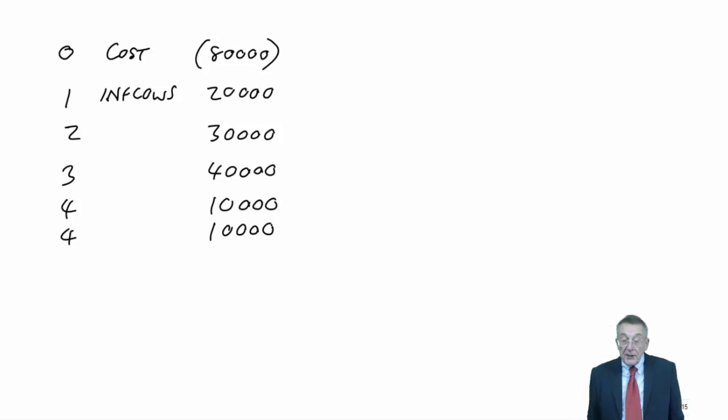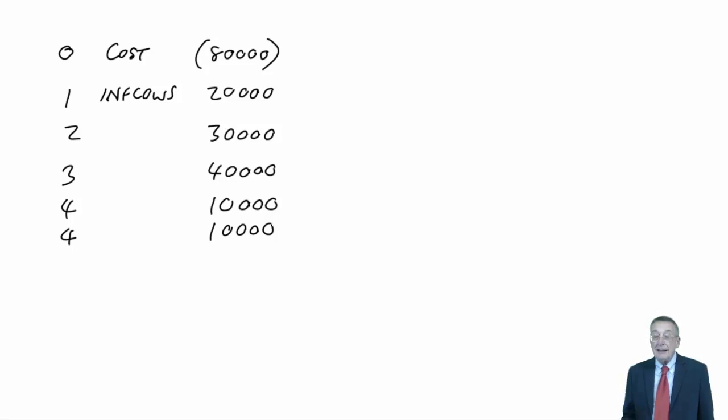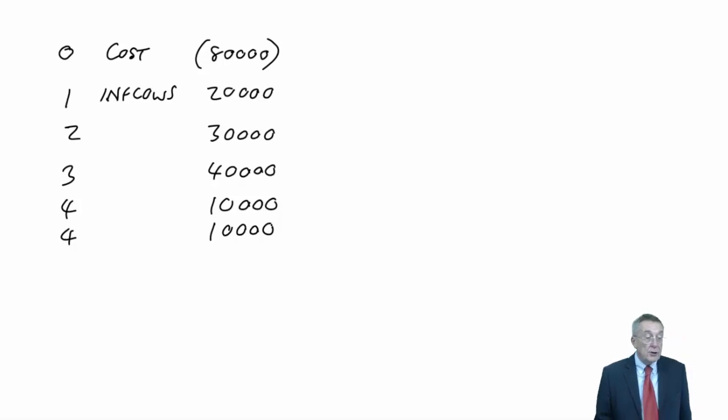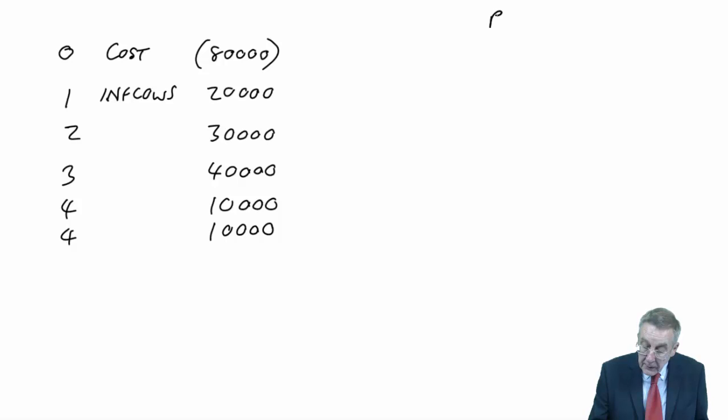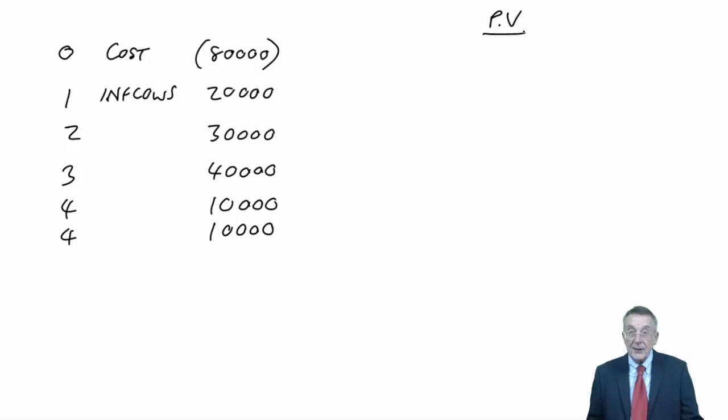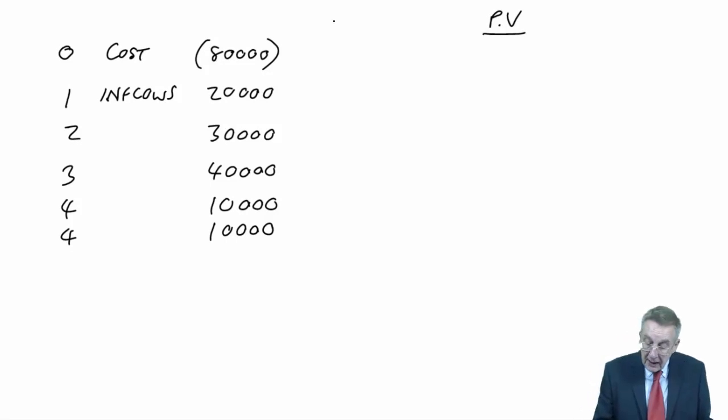Again, if there was no interest, it'd be obvious. We pay out 80, the total cash back, 50, 90, 90, 100, 110. There's a surplus of 30,000. But of course, there is interest. The cost of capital is 10%. And so we want to work out the present values in each case. We'll multiply by the discount factors.